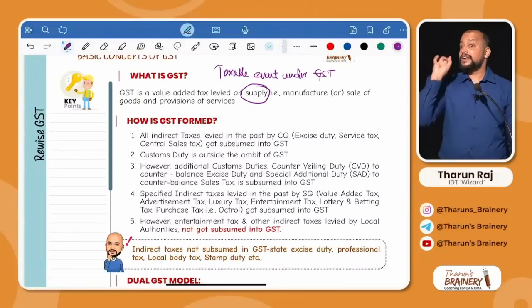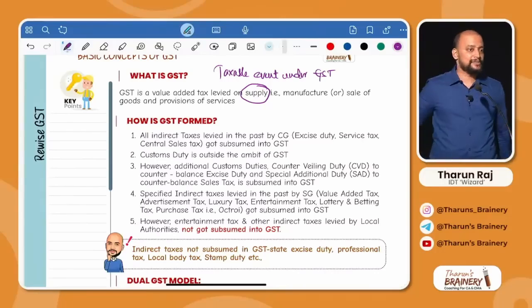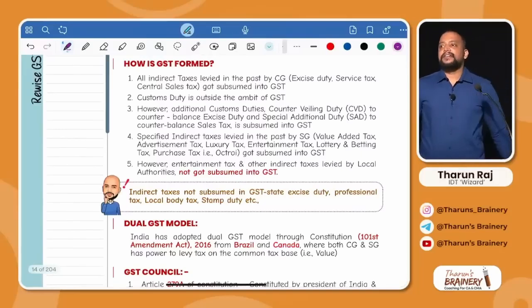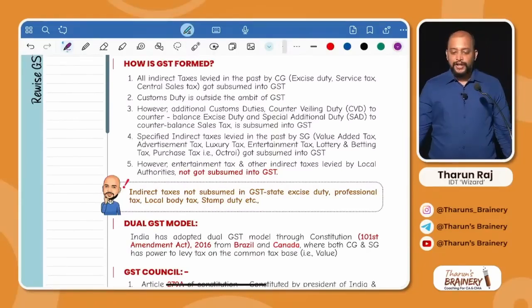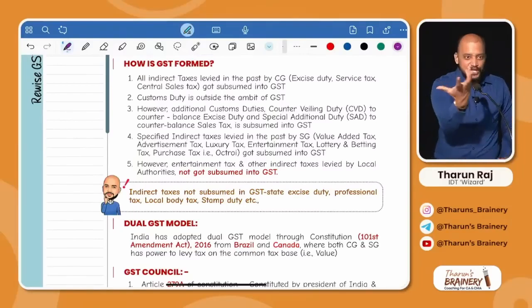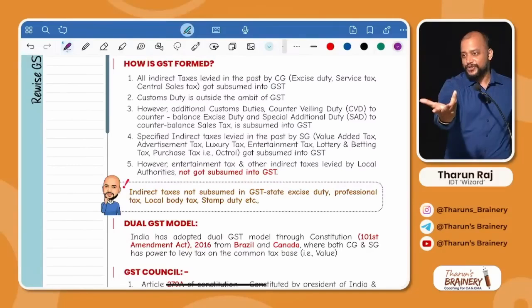Got it? Taxable event means the event on the happening of which we need to pay tax. That is known as a taxable event. How is GST formed? In the past, we had many indirect taxes levied by the central government. GST is not a new tax. All indirect taxes we put into one mixie, grind it, and we get a mixed fruit juice, correct or not? Like that, GST is a mixed fruit juice, okay.